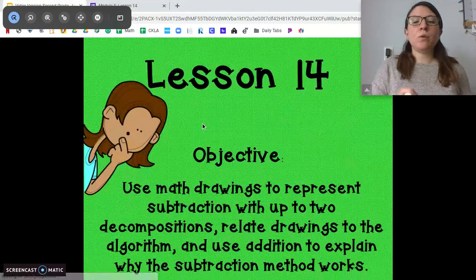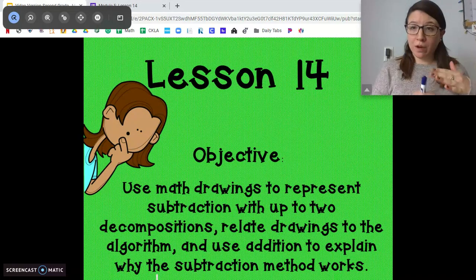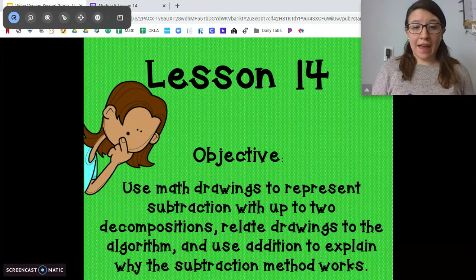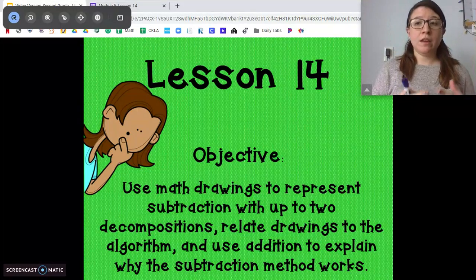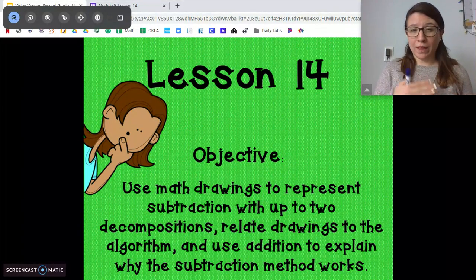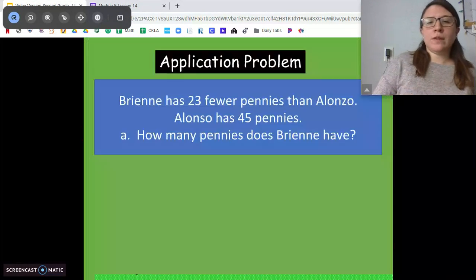So today's lesson, we're going to be working with both our place value charts, our number drawings, and the algorithm, so the vertical method to subtract. And then we're going to figure out how we can check that with addition. Okay, so that's our objective.